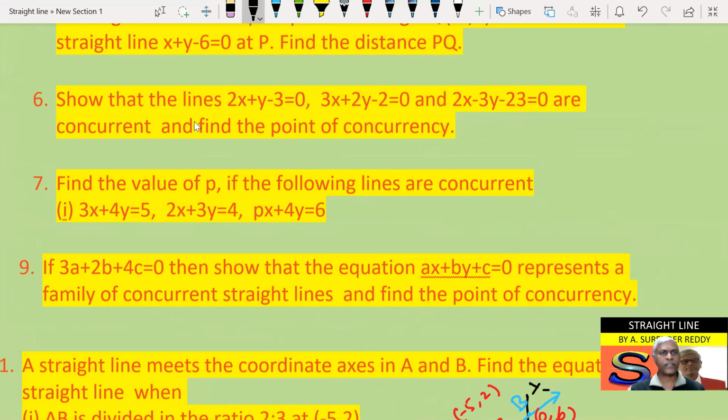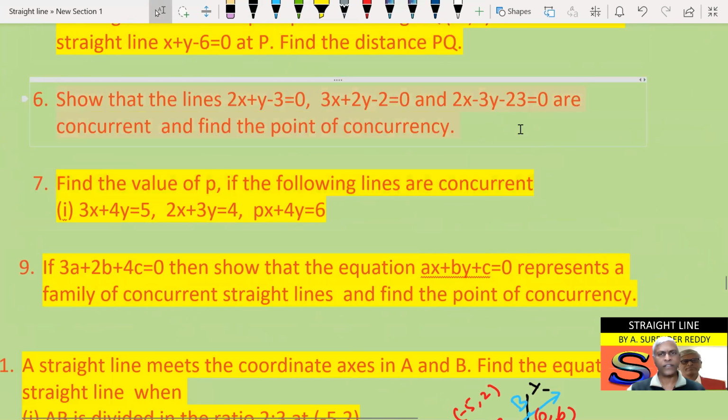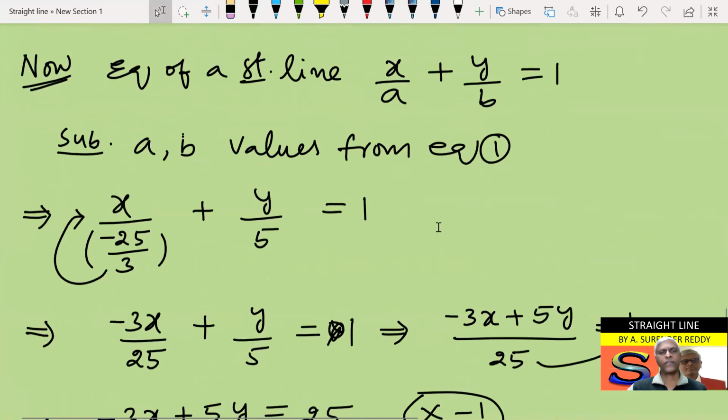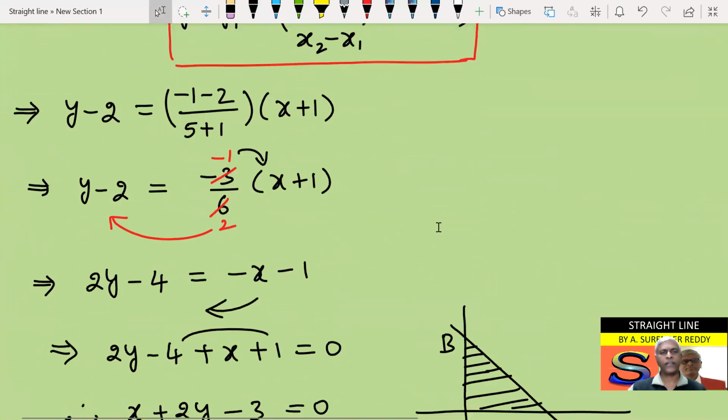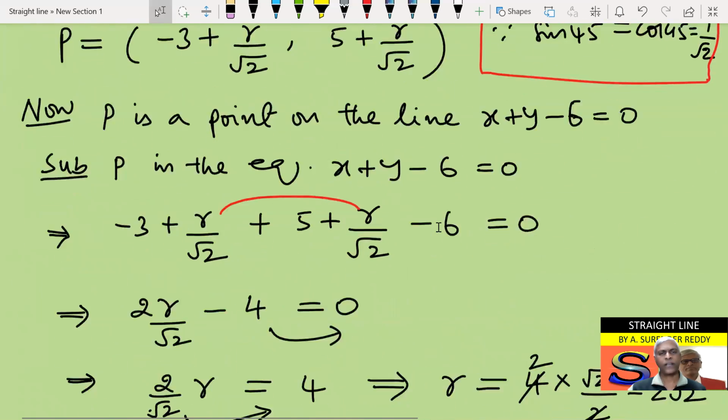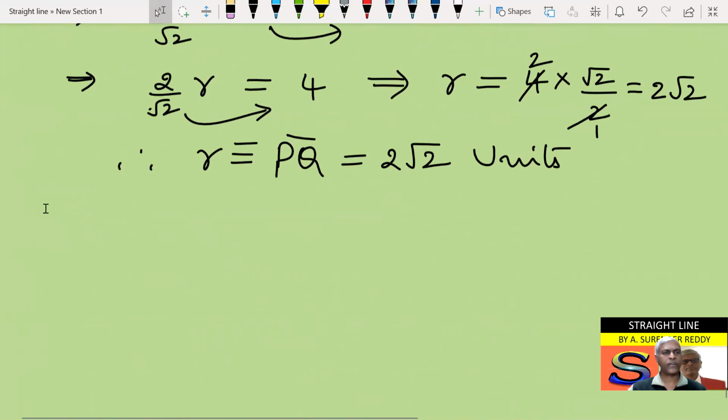Show that the lines are concurrent and find the point of concurrency. This is also very simple, we already did this. We know what concurrent means. If more than two lines meet at a point, they are called concurrent lines.